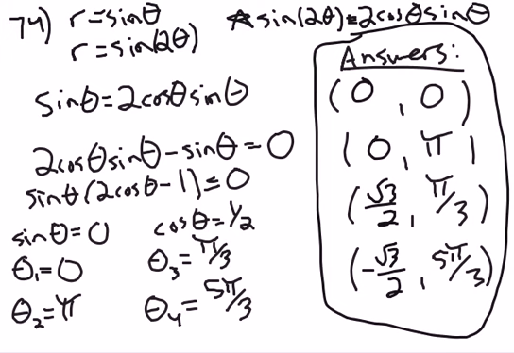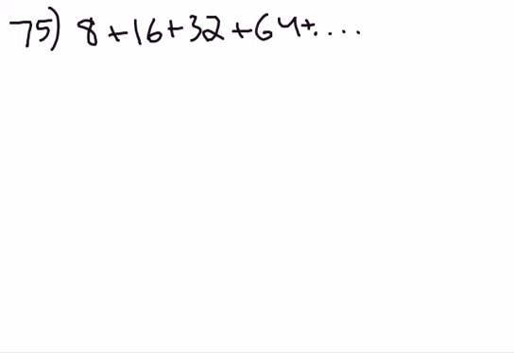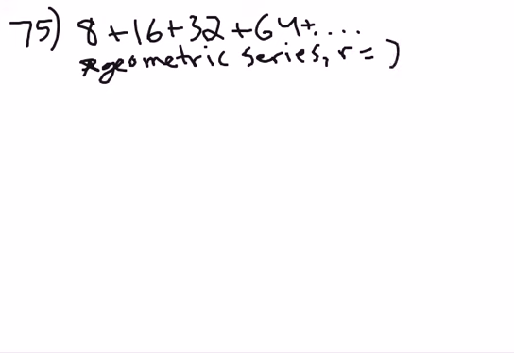So let's continue with 75. So we are going to now do a bunch of problems related to sequences and series. So this is an infinite series, and it's geometric if you look at it, because you are multiplying by 2. So we say my common ratio is 2, I'm multiplying by 2. Let's just make a note that this is infinite. In other words, it keeps going forever.